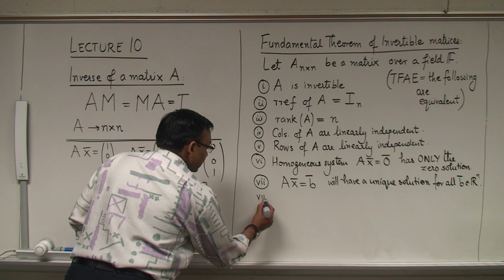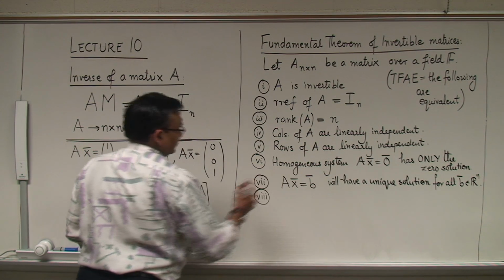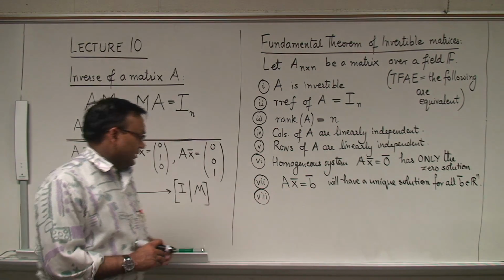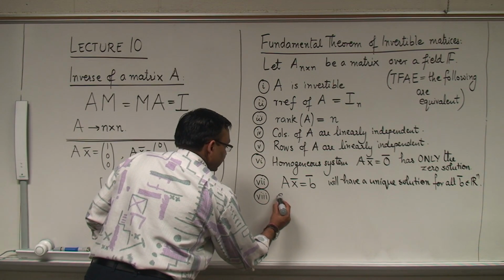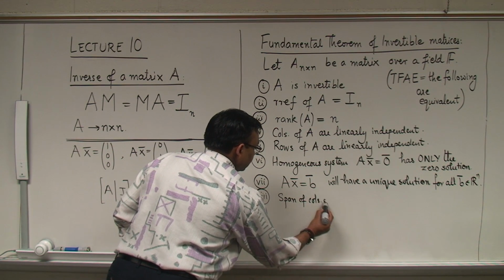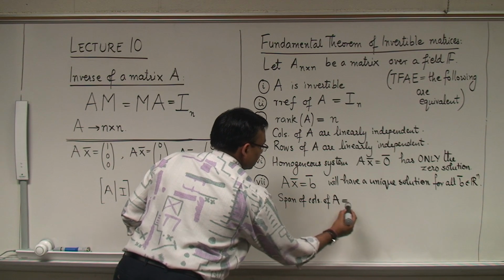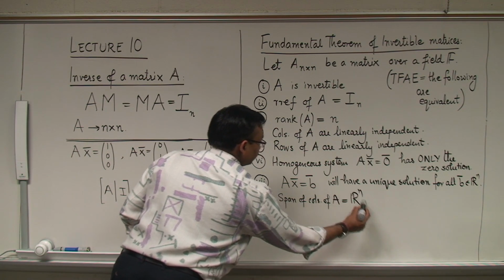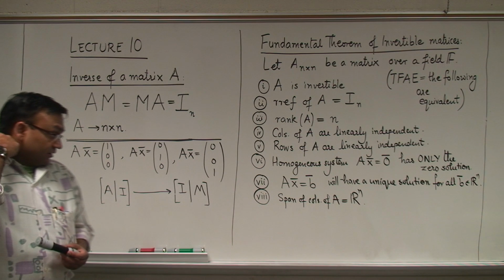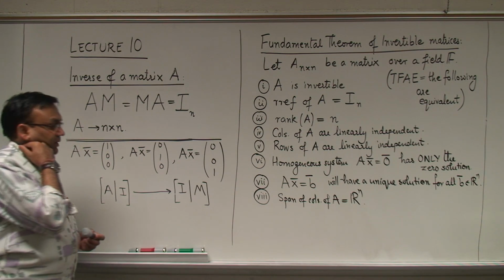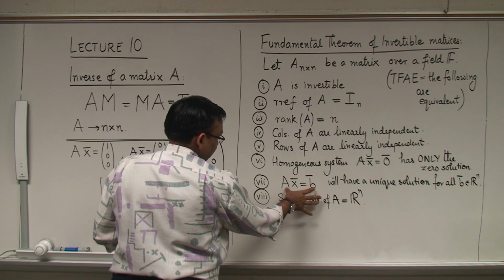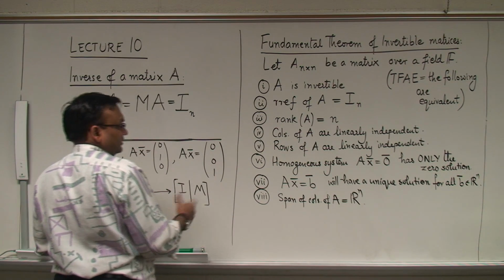Based on this, I can also make the following claim. Remember, Ax is equal to B is consistent if and only if B can be represented as a linear combination of columns of A. So in that case, now I can come out and say that the span of the columns of A is actually entire Rn. So if I have an invertible matrix, its columns will span the entire space, and which means all such systems are solvable and they will have a unique solution.